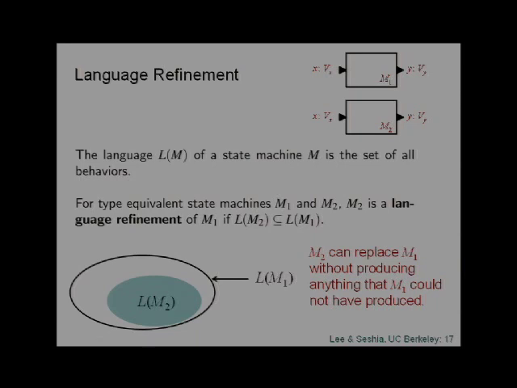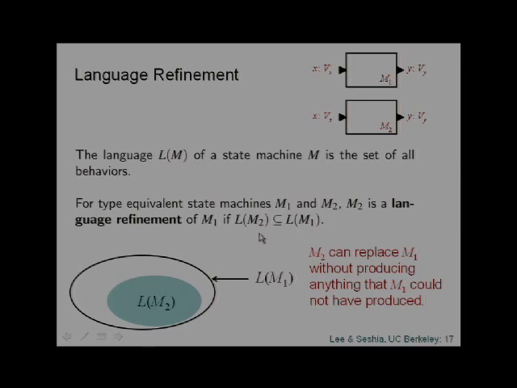Now I should clarify one thing. In general, these are infinite sets, but it's possible to have degenerate state machines which only generate a single behavior, right? But in general, the thing you should be aware of is this is set containment between infinite sets. Okay, so pictorially, if you like Venn diagrams, the idea is that you have a set of behaviors which correspond to the language of M1, and you replace it with M2 if the set of behaviors for M2 lies inside the set of behaviors for M1. Okay.